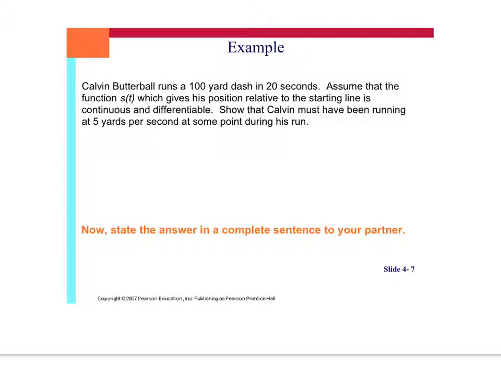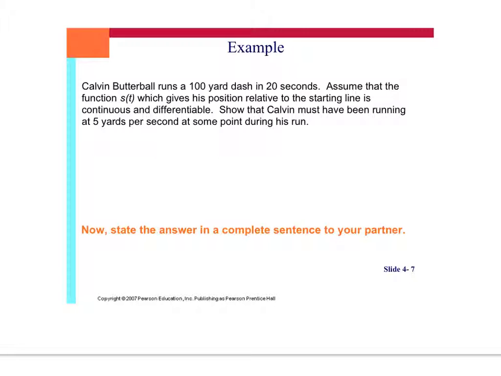Well, we've got Calvin Butterball, just in time for Thanksgiving, running a 100-yard dash in 20 seconds. Assume that the function s of t, which gives his position relative to the starting line, is continuous and differentiable. Okay, there we've met the hypothesis. Show that Calvin must have been running at least 5 yards per second at some point during his run.